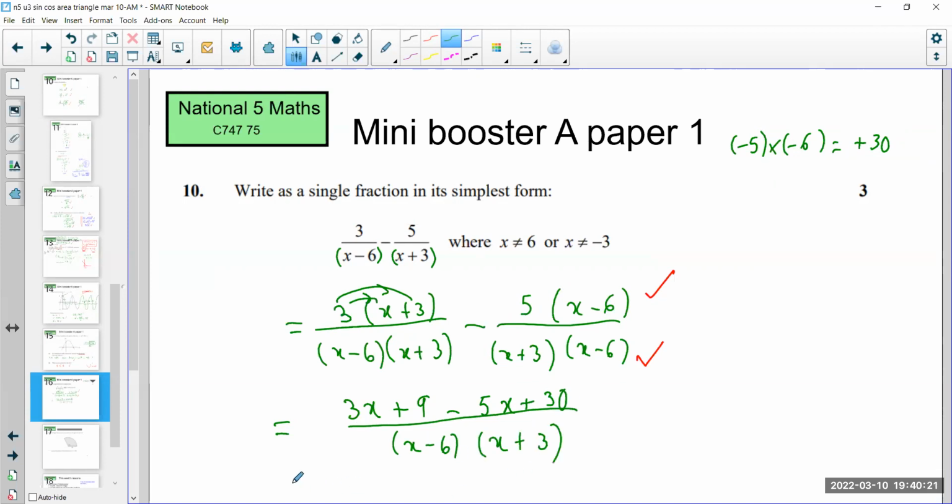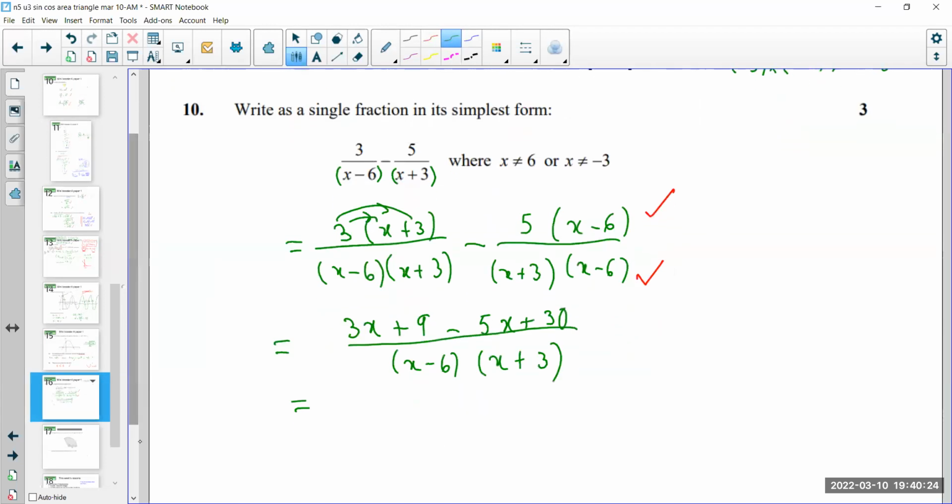And to get your last mark, you need to group the likes. 3 minus 5x, that's negative 2x, plus 39. 30 plus 9, 39, over the common denominator x minus 6 times x plus 3. Okay. And that is your third mark.